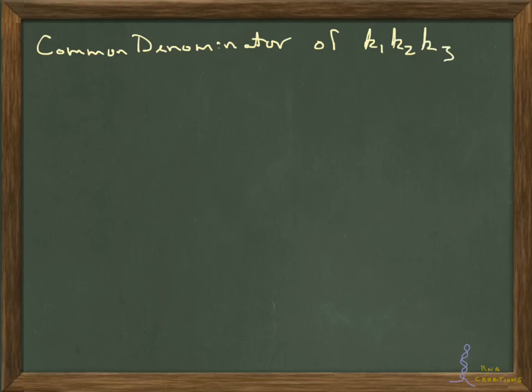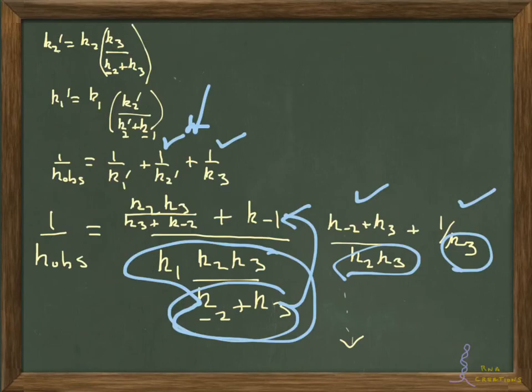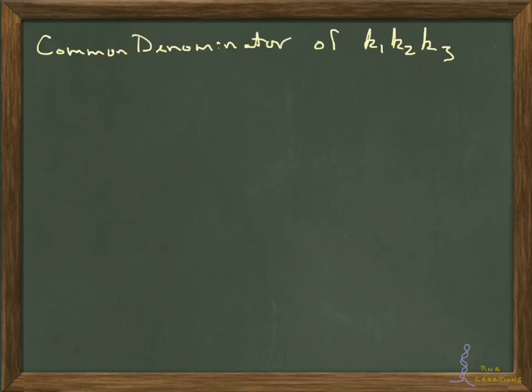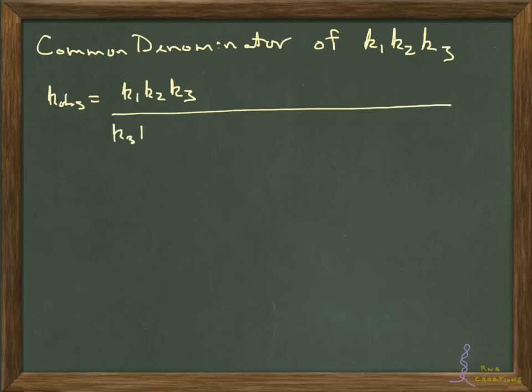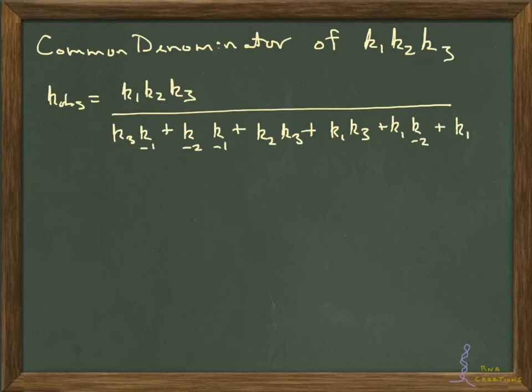And then once you have that, you flip the whole thing back over, because it's still 1 over k obs, so k1, k2, k3 goes up into the numerator, and it's going to end up looking like this. Yep, that's what it looks like.